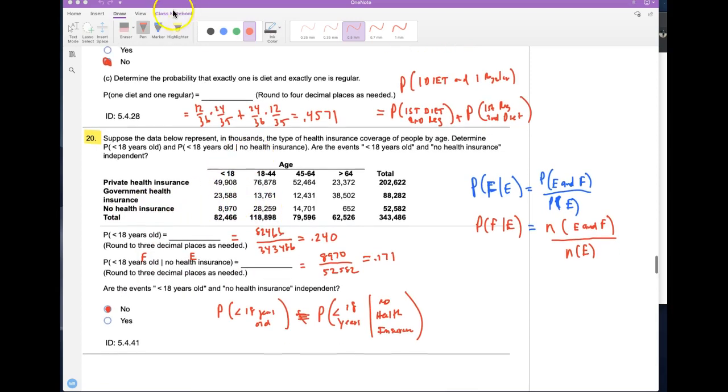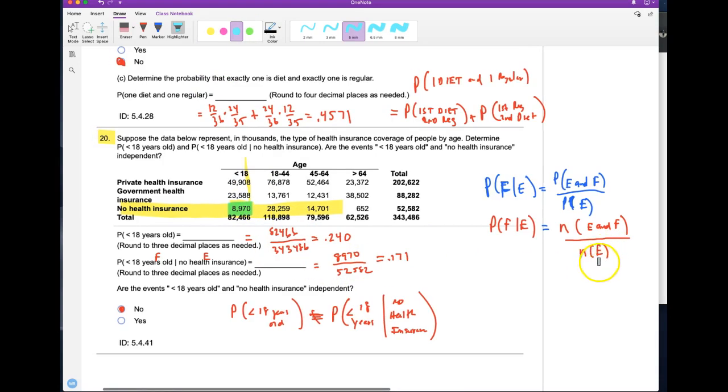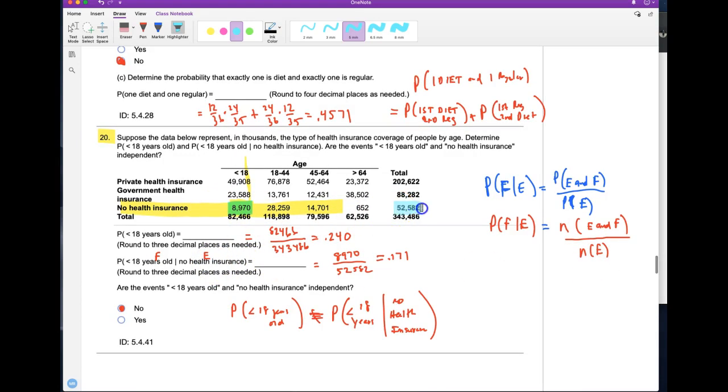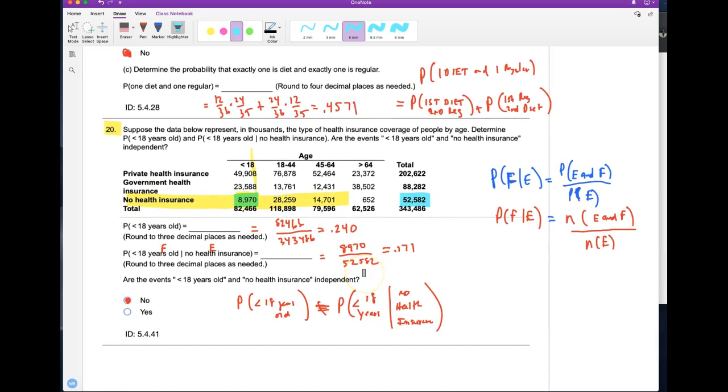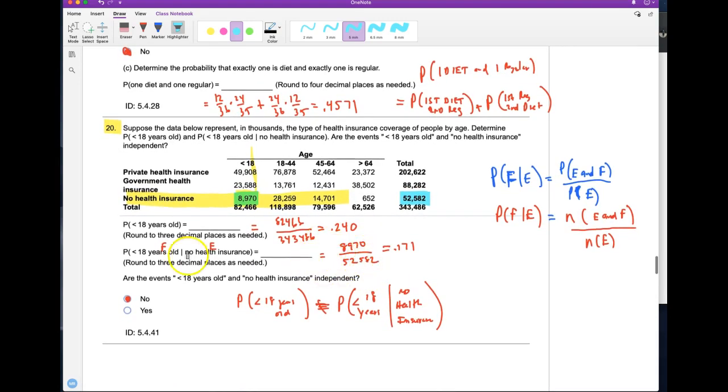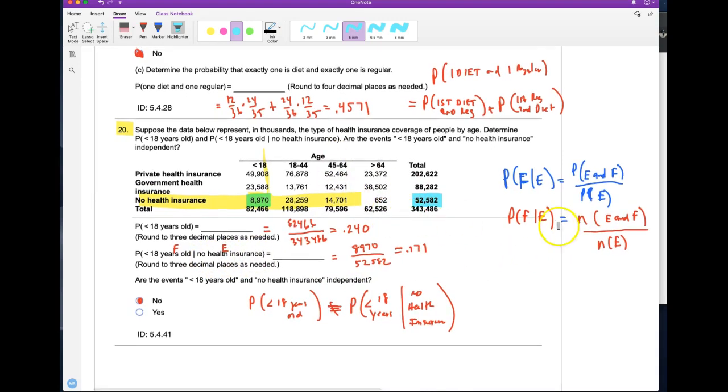There's your no insurance. There's your no insurance and you're less than 18. So you can see the 8970 is what goes on the top, divided by the frequency of E. E is no health insurance. And so there's your 52,580, and then you divide those two. So that's how you would calculate these given probabilities when you're looking at a table of values and you're looking at the frequency values.